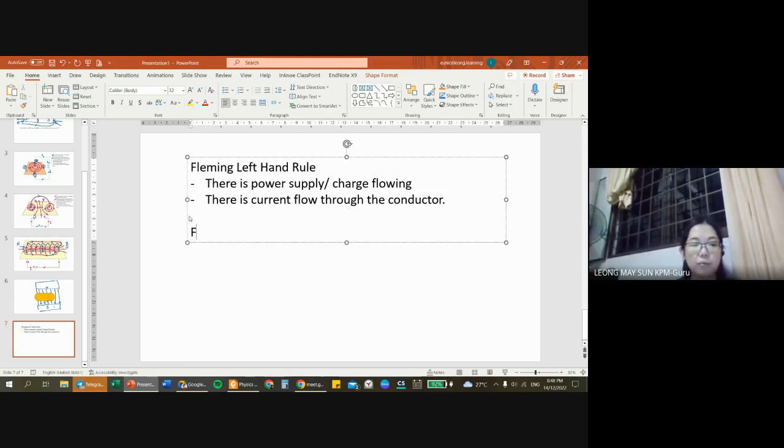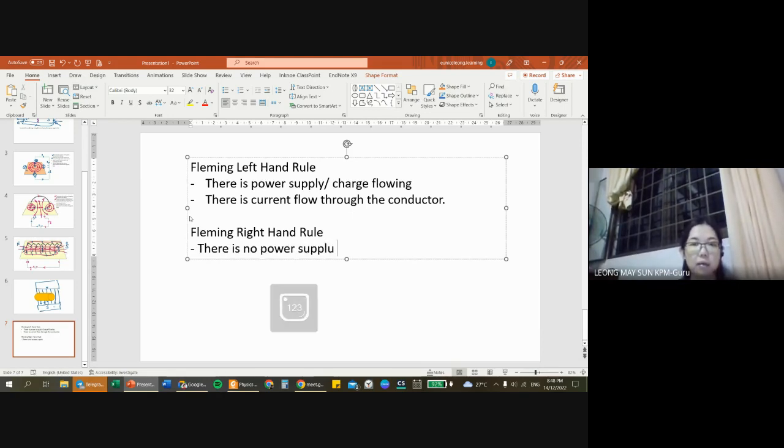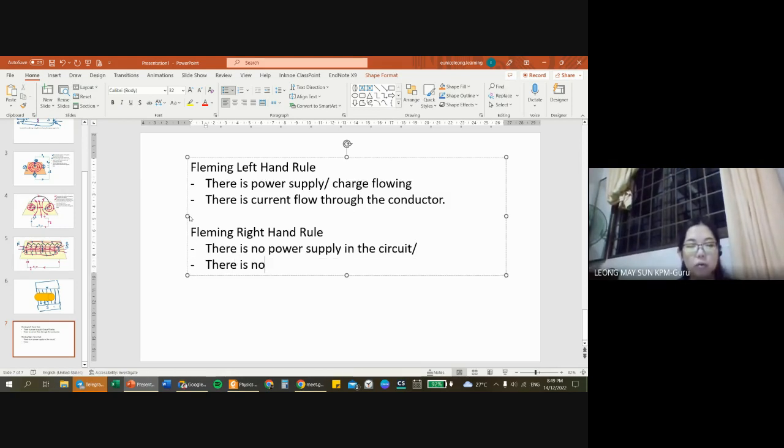Fleming's right hand rule is where there is no power supply. There's no power supply in the circuit, there is no charge flowing, there is no current flowing in the circuit. So we use Fleming's right hand rule.